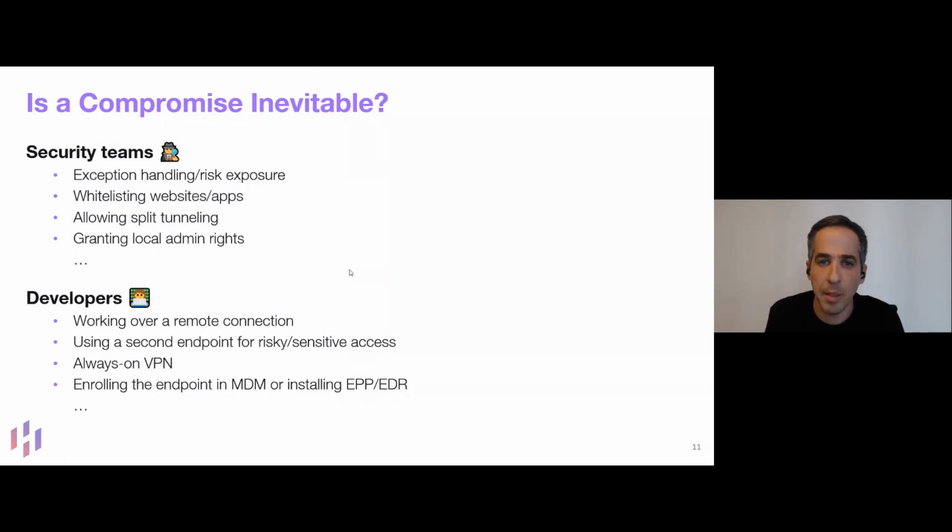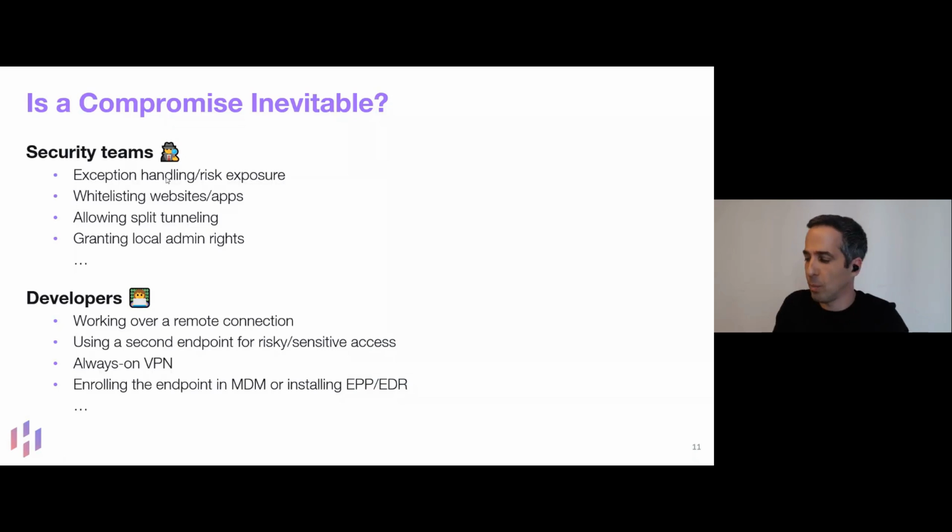Either security teams will need to make compromises and do exception handling. So when a developer needs to access Stack Overflow, they will whitelist that website in their web proxy and take the risk. Or when someone needs to use a new tool, a new application, a new package, they might need to explicitly whitelist that application or website or what have you.